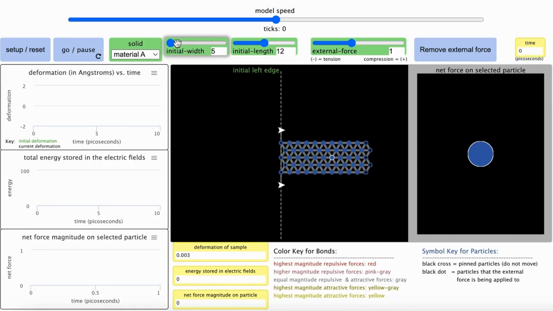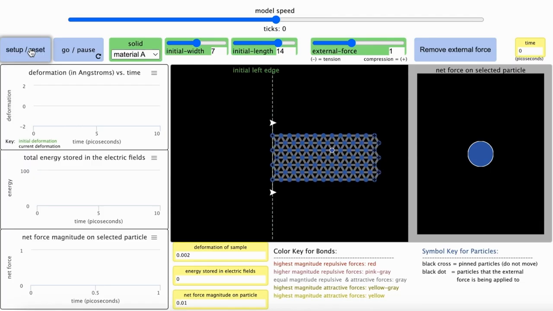Adjust either of these sliders to change the sample size. Use this chooser to change the type of material. Changing the material type doesn't change the ratio of external force to deformation, but it will change other aspects of the material behavior. All of these changes to the sample will only take effect after you press Setup Reset again.